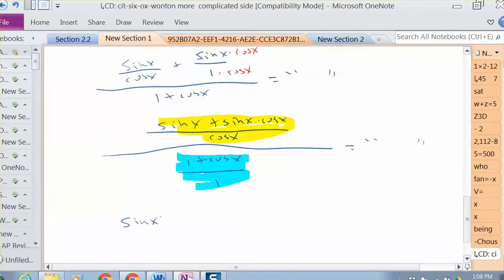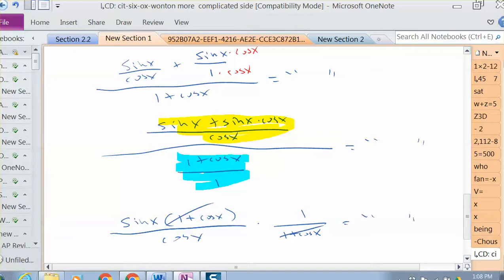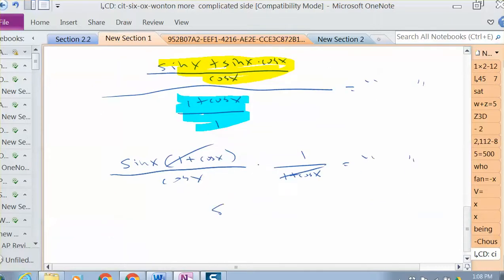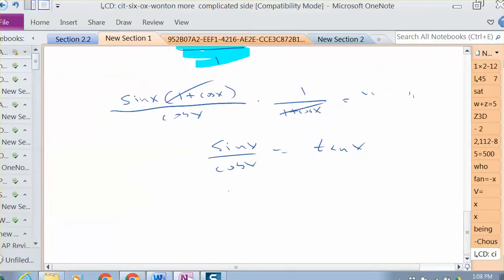Simultaneously, I'm going to factor out sine x from the numerator of the top fraction. And those cancel. So now I get sine x over cos x, of course equaling tan x. That's what's on the right side. And of course, sine x over cos x is tan x from our sheet in the front.